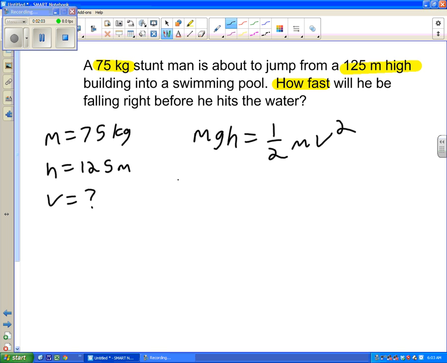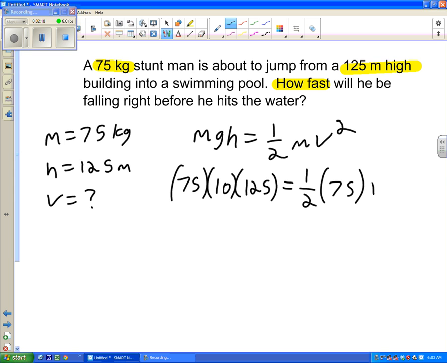So we have a mass of 75. We know gravity on Earth is always 10. We have a height of 125 meters. This will equal 1/2 of the mass times our velocity squared. And there is an easy way and a hard way. The easy way is I see two 75s, one on each side, so I could just cancel. And I'm left with 1,250 equals 1/2 v squared.